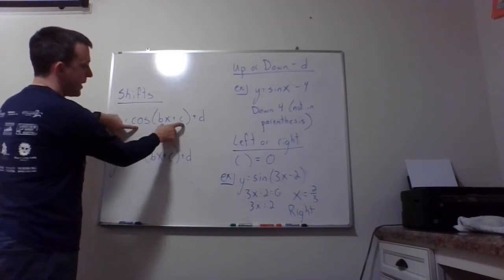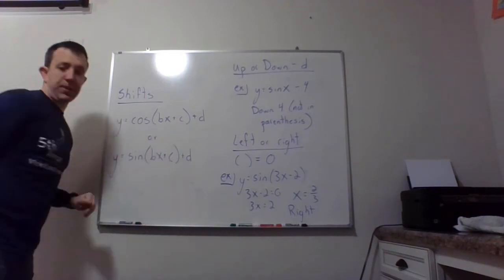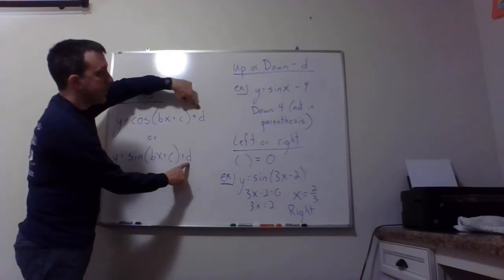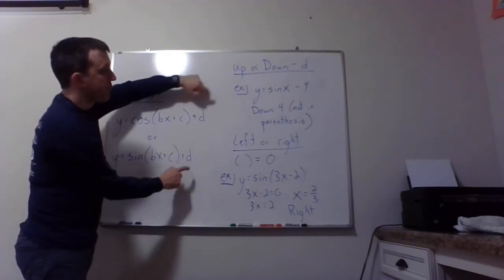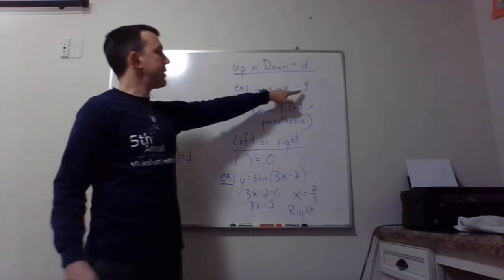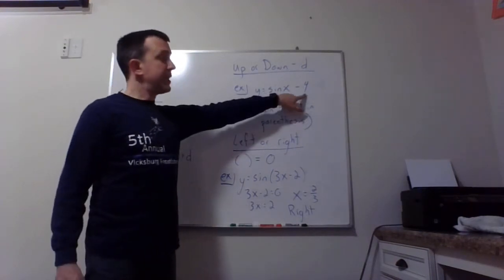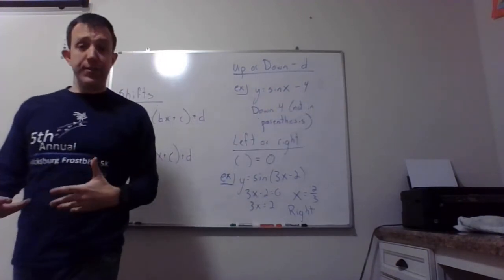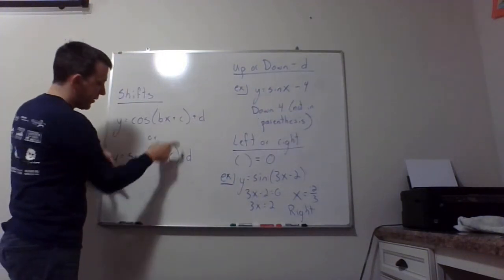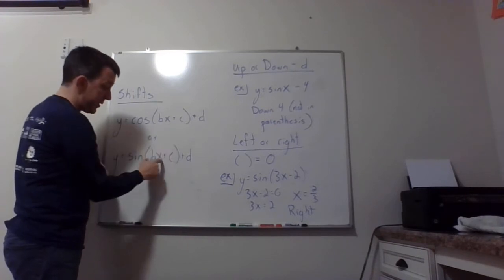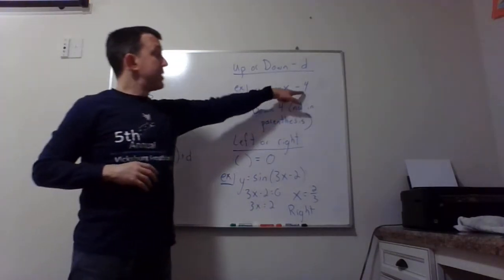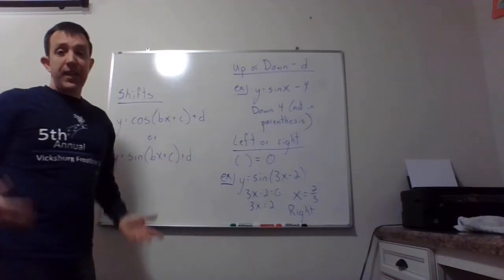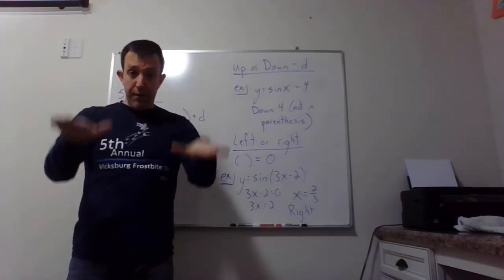We have cosine(bx + c) + d and sine(bx + c) + d. The up or down is always this number at the end. That's the d. So for example here, I have y equals sine of x minus 4. This is going to be down 4 units. And the key here is that the 4 is not in parentheses. So notice back here we have parentheses around part of it with the x. The 4 here is not in the parentheses. That automatically makes it the d. So in that case, it's just going to shift the whole thing down 4 units.